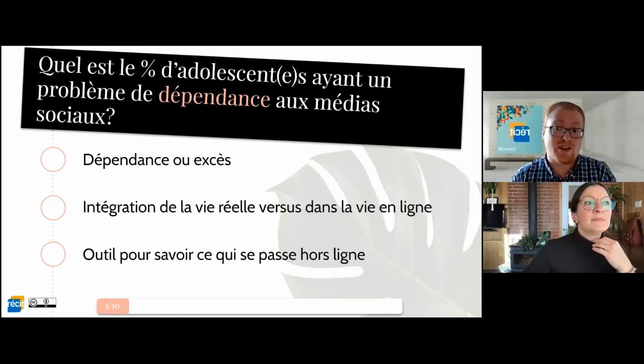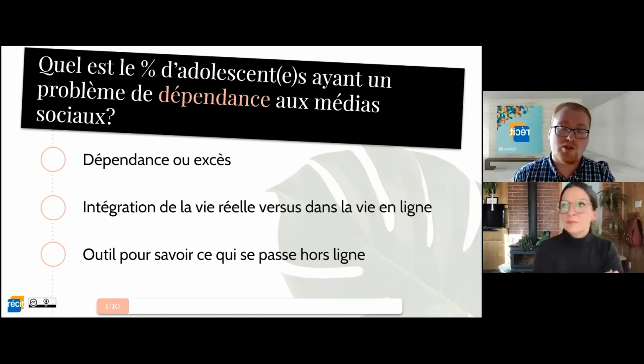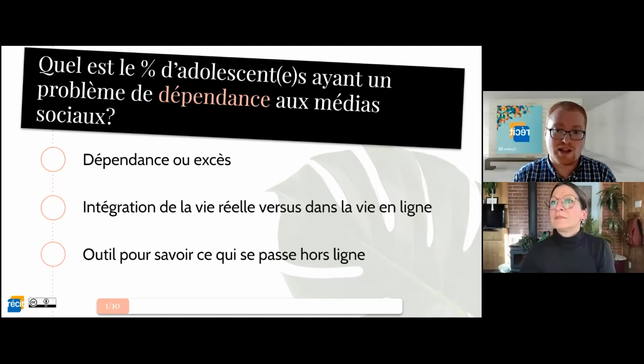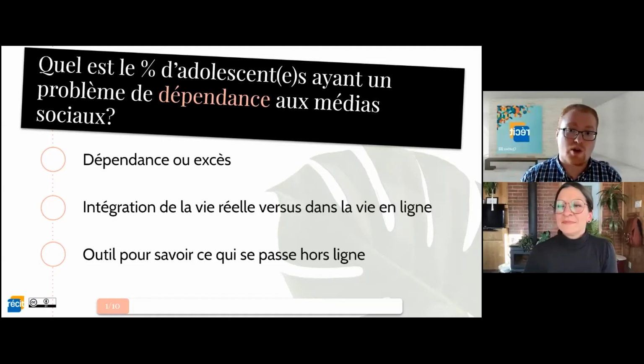The other factor is integration to real life versus the life online. It becomes a medium to communicate in their real life. The younger ones are less on Facebook, but as adults, we often look at Facebook events. We watch Facebook live events. We organize activities with that. So it becomes part of your real life that is not online. Well, it is online, but it's part of your real life.